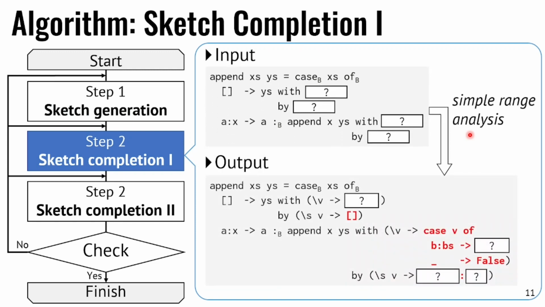The sketch completion step consists of 2 sub-steps. The first sub-step is restricting the shape of holes. By using simple range analysis, we can roughly determine the shape of holes, so we can refine the holes to reduce the search space.